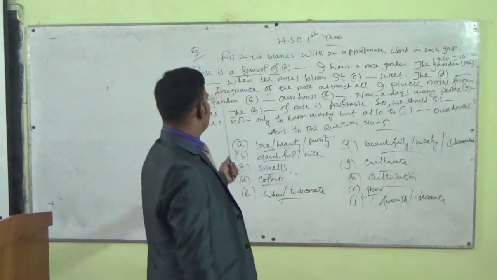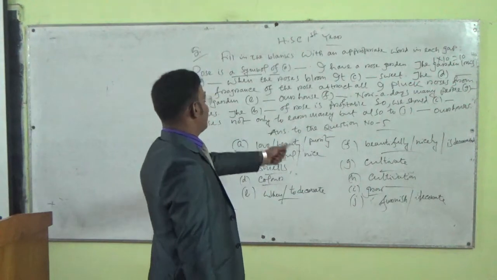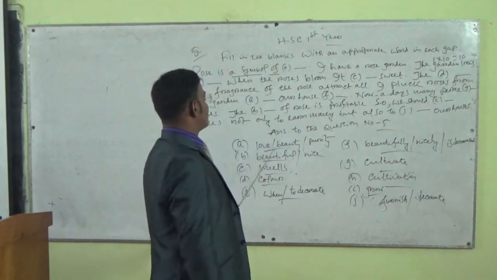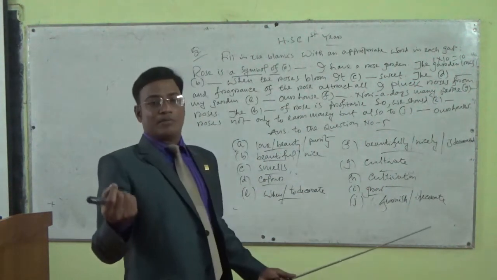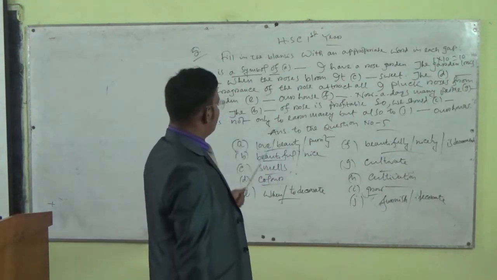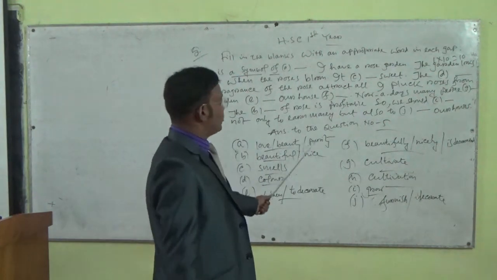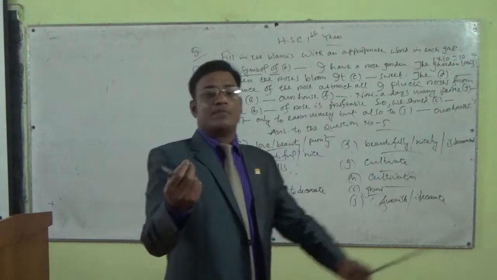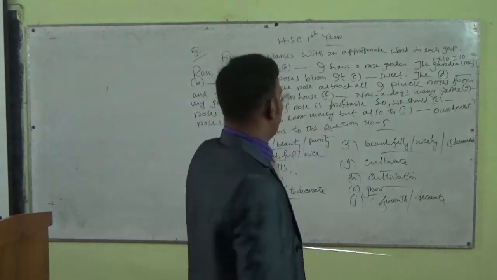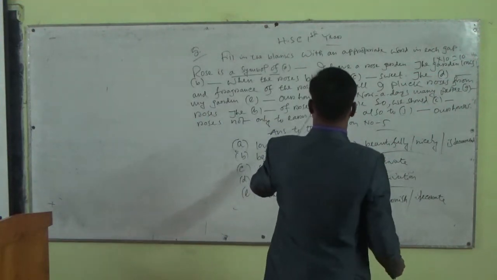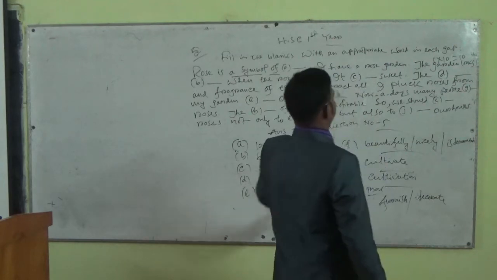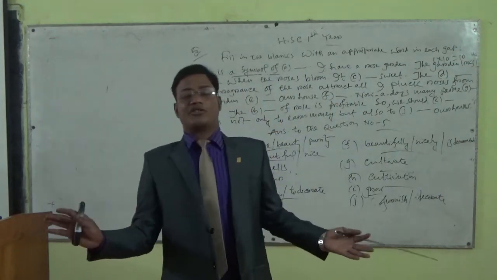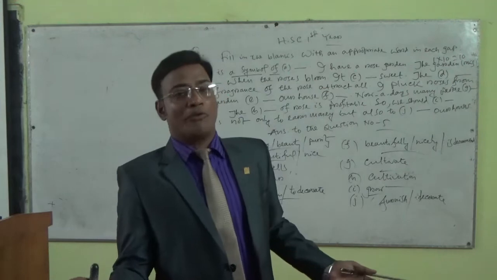Okay? Then rose is a symbol of dash. You may use either love: rose may be a symbol of love, rose may be a symbol of beauty, rose may be a symbol of purity, rose may be a symbol of innocence, etc. Okay, now another sentence. I have a rose garden. Here there is no gap to be filled in.